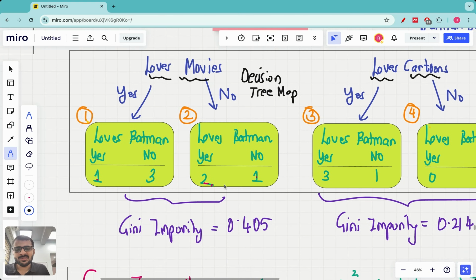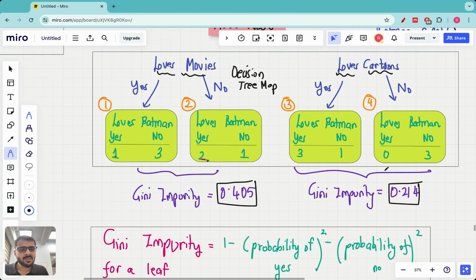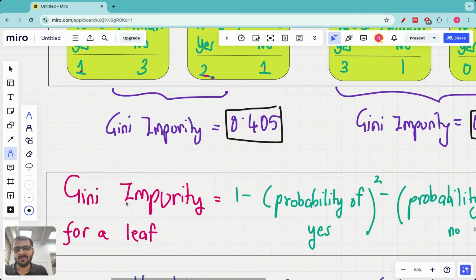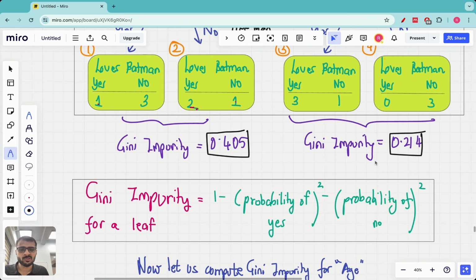And then based on the decision tree map, we calculated something which is called Gini impurity for these two questions. So the Gini impurity is defined by a mathematical formula. Gini impurity for a leaf is 1 minus the probability of yes whole square minus the probability of no whole square.